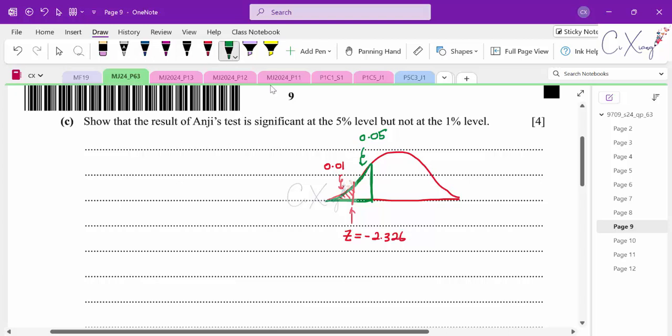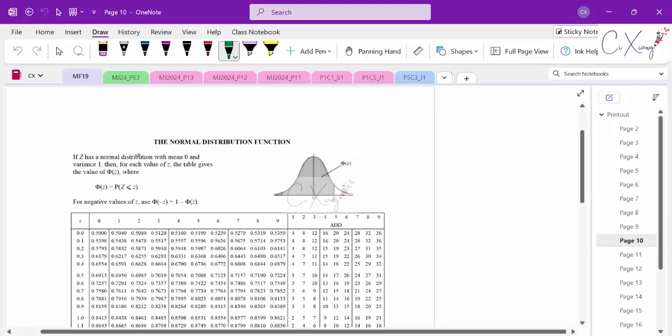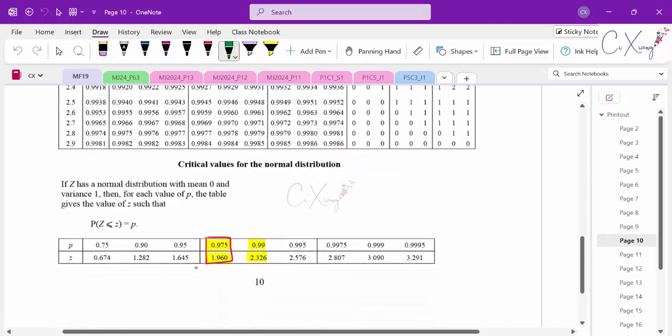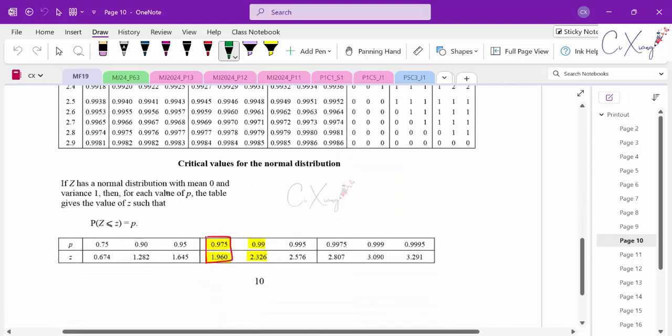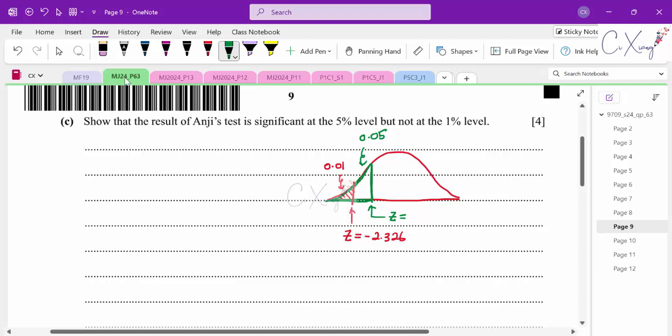And how about for the green color area, which is 0.05 or the 5% level? For the Z at the 5% level, I'm going to look at 0.95. If you look at 0.95, you will get 1.645. So the green color Z is negative 1.645.